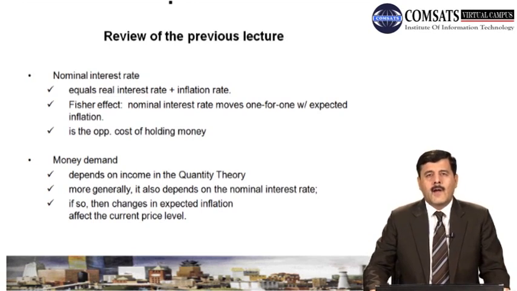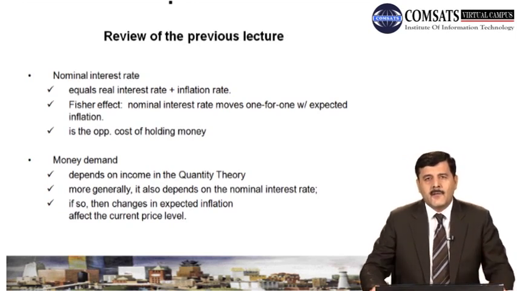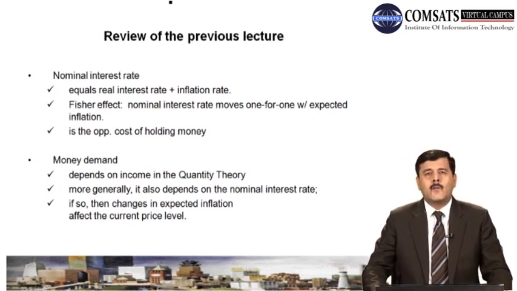Now if we talk about the second determinant, jaisa ki humne kaha ke ek dusra determinant bhi hai money demand ka, aur wo nominal interest rate hai, aur nominal interest rate ka money demand ke sath inverse relationship hai. Agar nominal interest rate badh jata hai, so people prefer to save money or deposit money in the bank instead of holding money with themselves, right? And vice versa. So nominal interest rate and money demand are inversely or negatively correlated with each other. This is what we have learned in the previous lecture.